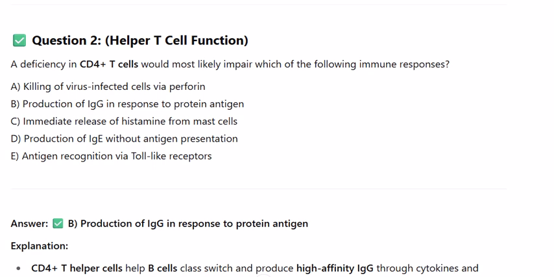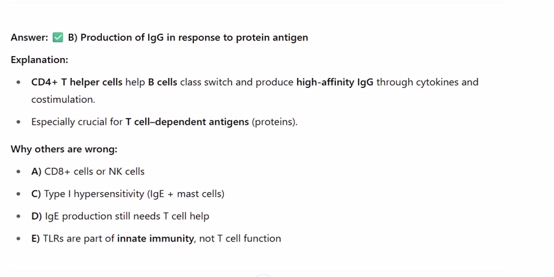Explanation: CD4+ T helper cells help B cells class switch and produce high-affinity IgG through cytokines and co-stimulation, especially crucial for T cell-dependent antigens, proteins. Why others are wrong: A, CD8+ cells are not NK cells. C, type 1 hypersensitivity, IgE plus mast cells. D, IgE production still needs T cell help. E, TLRs are part of innate immunity, not T cell function.